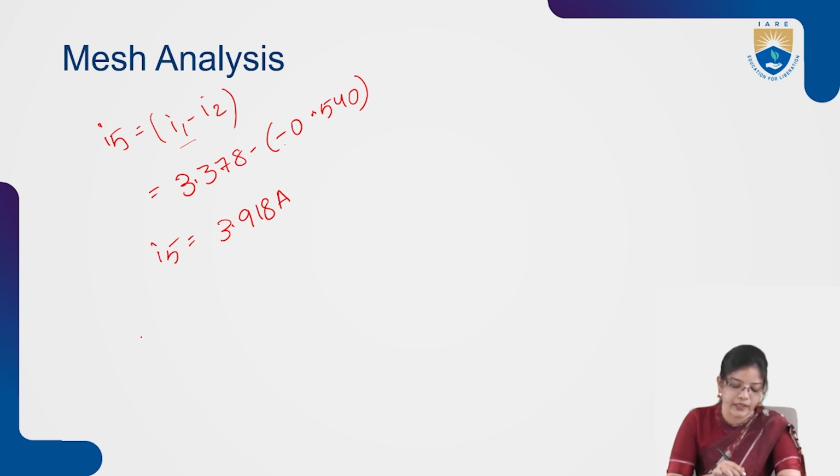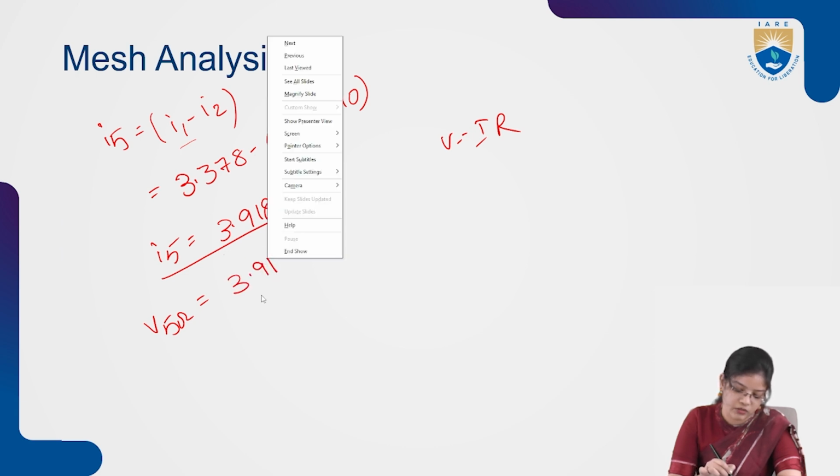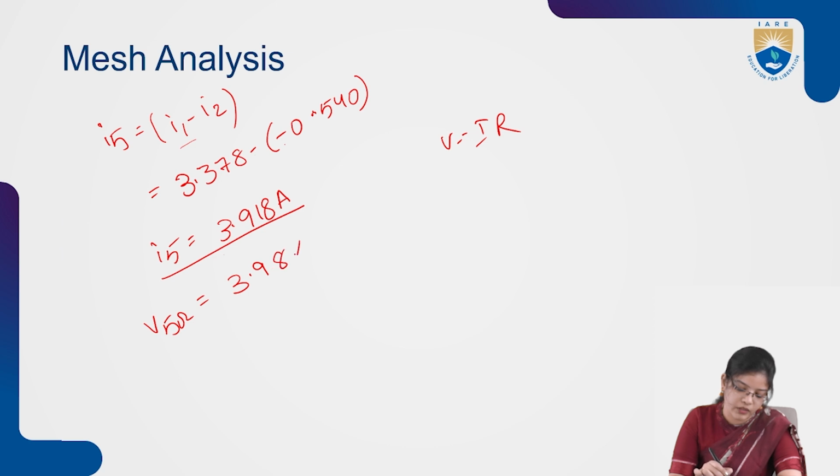Now we need to calculate the voltage across the 5 ohms resistance. The general formula for voltage is V equals IR. The value of I is given here, so it will be 3.918 into 5, the resistance is 5. So the voltage across the 5 ohms resistance will be 19.59 volts.